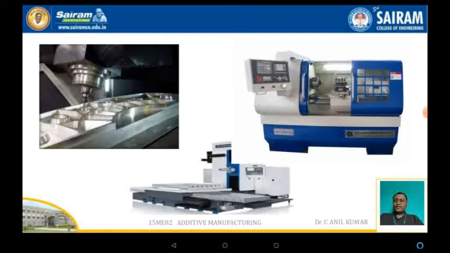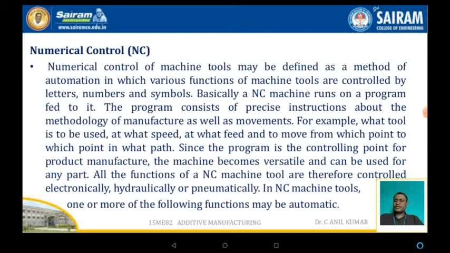Now here in this slide, three machines are being displayed. All these three machines are CNC machines. Now the first one is the NC machines. NC, numerical control of the machine tool, may be defined as the method of automation in which the various functions of the machine tools are controlled by letters and numbers, and in some cases symbols are also used. Basically, NC machines run on a program.